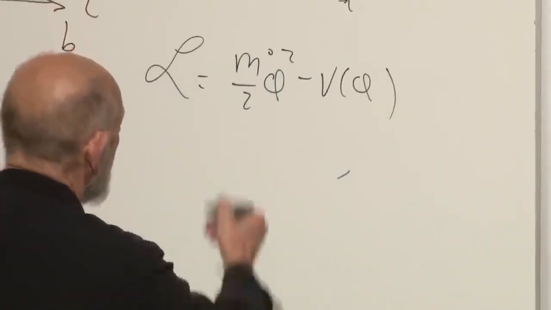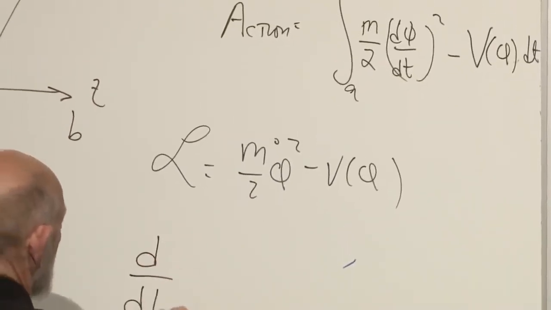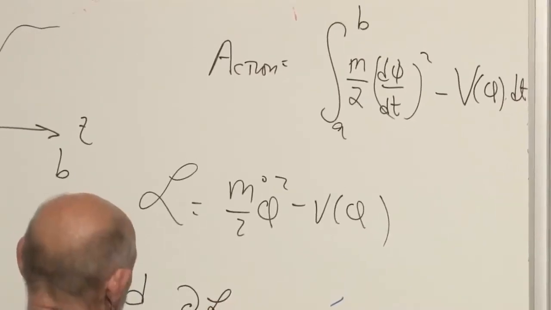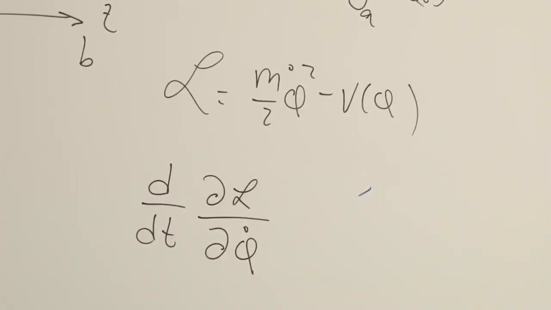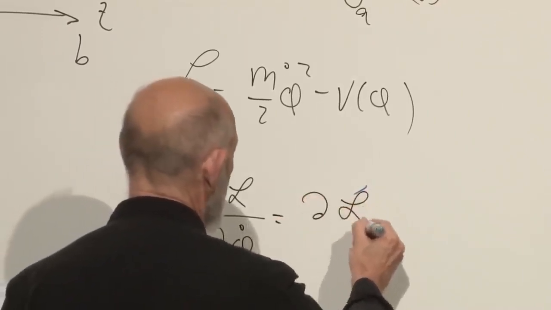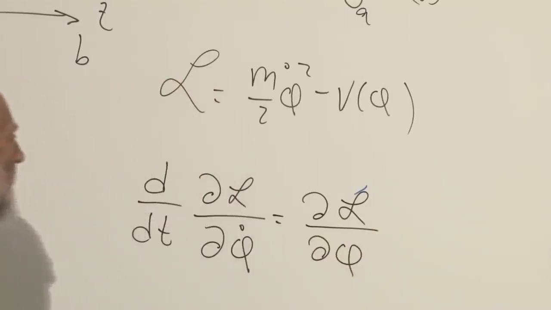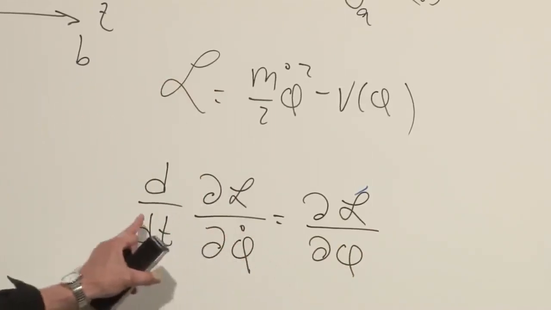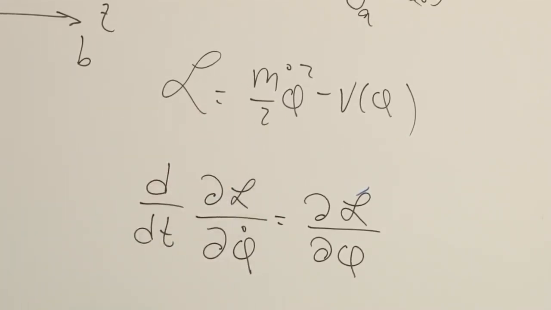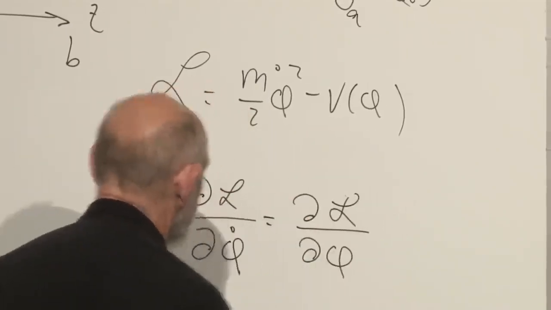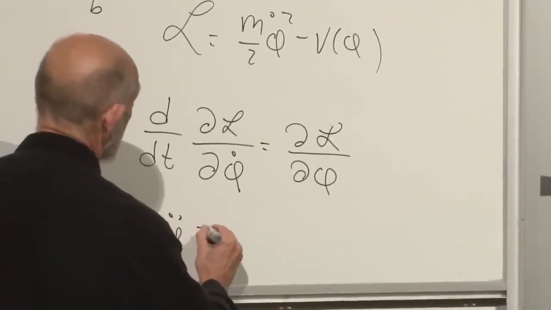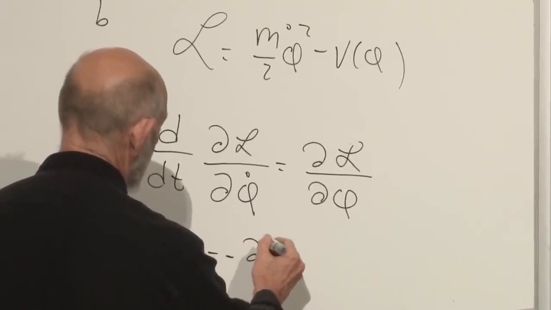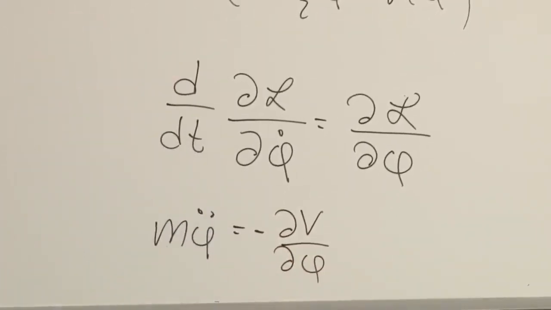And the equations of motion are given by d by dt of the derivative of the Lagrangian with respect to phi dot equals the derivative of the Lagrangian with respect to phi. This is the force on the right-hand side, and this would be mass times acceleration, acceleration being phi double dot, the second time derivative. So if we worked it out, we would just get Newton's equations: m phi double dot equals minus dV d phi. That's Newton's equations, and that's the net upshot.